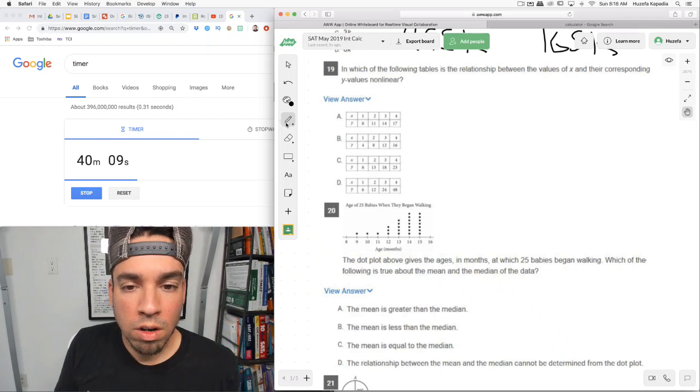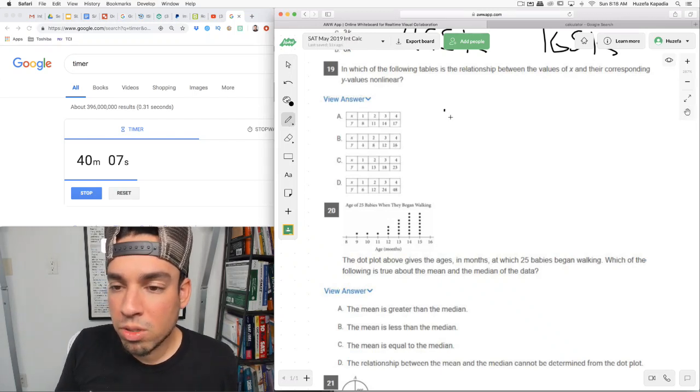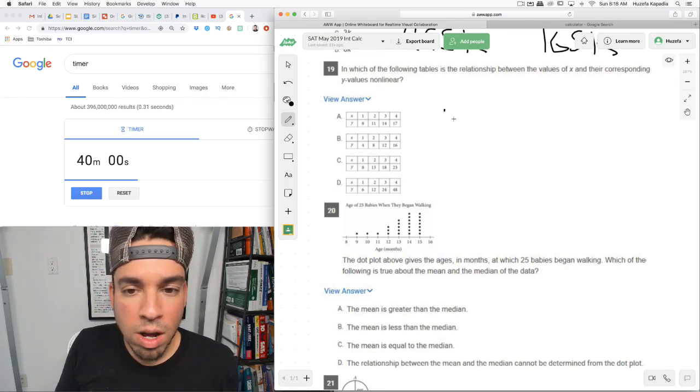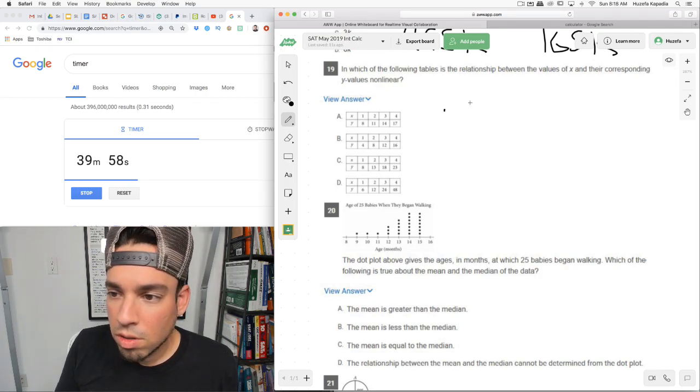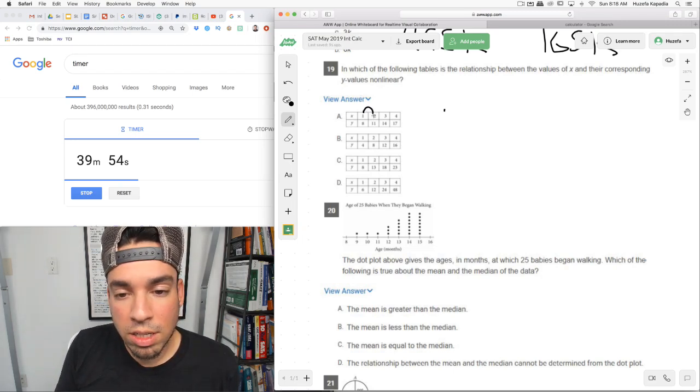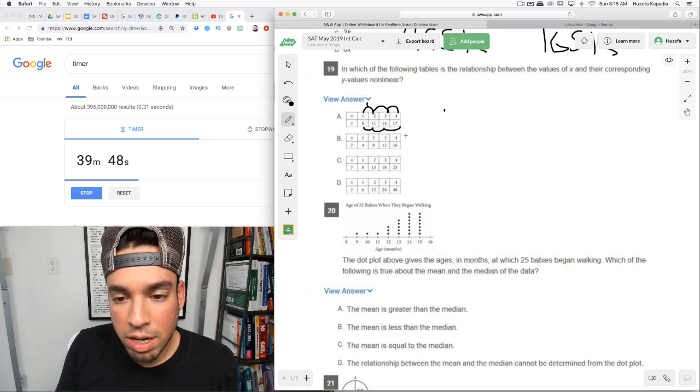I don't know. All right, next, in which of the following tables is the relationship between the values of x and their corresponding y values nonlinear? All right, if it's linear, we should see an increase of 1 by 1 every time. We should see a constant increase here, and this one looks constant. It's going up by 3 every time.